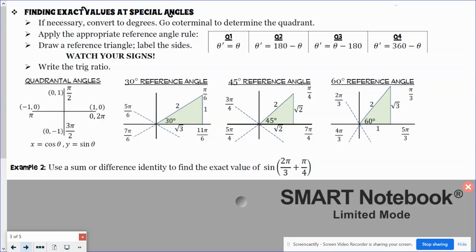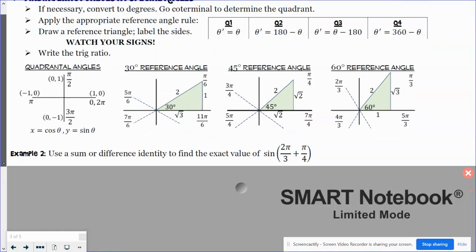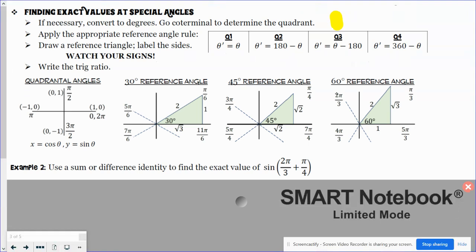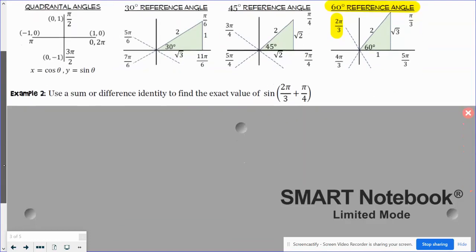So those were used just using general ratios. You will have problems where you have to use exact values at special angles. So you may want to use your reference angle diagrams to help you with these special exact values. But we're still using the same formulas. So sine of 2 pi over 3 plus pi over 4. I'm going to draw two reference triangles, one for 2 pi over 3, which is my 60-degree reference angle in quadrant 2, so I'll want my signs to match accordingly.